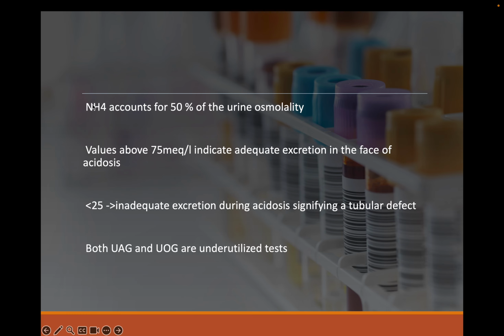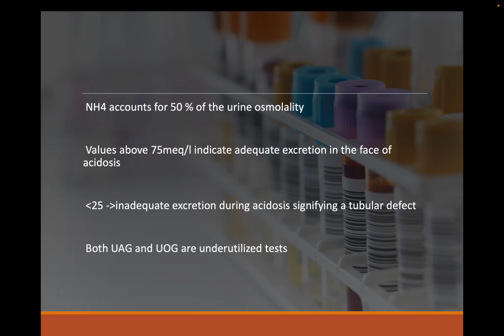Ammonium excretion accounts for 50% of urine osmolarity. Anything more than 75 milliequivalents per liter also indicates appropriate excretion of ammonium. So this can also be used to tell whether ammonium is being excreted properly from the kidney. We use the urine anion gap as a surrogate, just as we use urine chloride as a surrogate marker. I already mentioned, if it is positive, the ammonium is not being excreted properly.